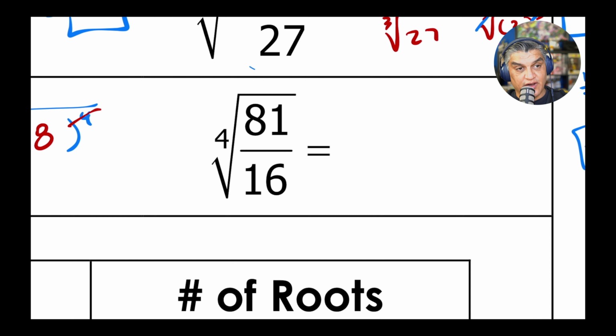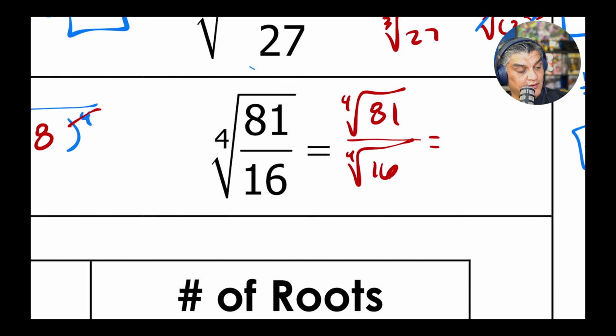So again, I have a fraction, so I'm going to separate them. So I'm going to have a fourth root of 81 up top and the fourth root of 16 on the bottom. And so 81, I can think of as 3 times 3 times 3 times 3. And so I can say, oh, 81 is 3 to the 4th. And I can think of 16 as 2 times 2 times 2 times 2.